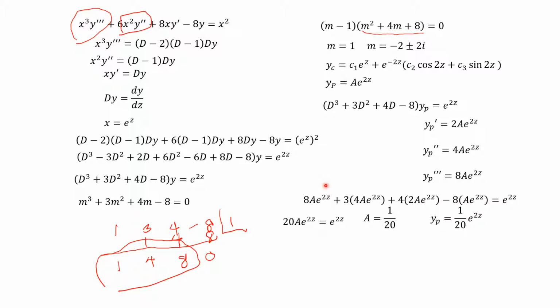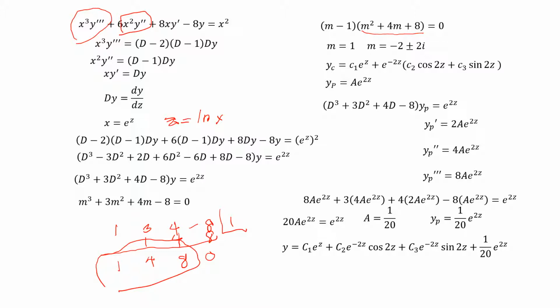And remember that y is the sum of the complementary and particular solution. So our complementary is this one, c1 e to the c, plus c2 e to the negative 2c cosine 2c, plus c3 e to the negative 2c sine 2c, plus 1 over 20 e to the 2c. But remember this transformation, x is e to the z. So if x is e to the c, then c is ln of x. Now remember, z equals ln of x. So you can substitute there.